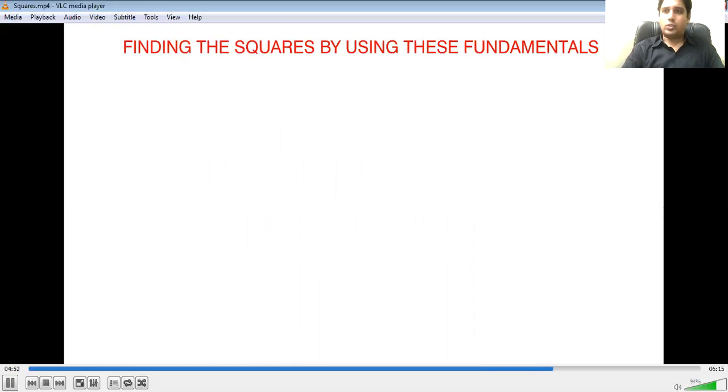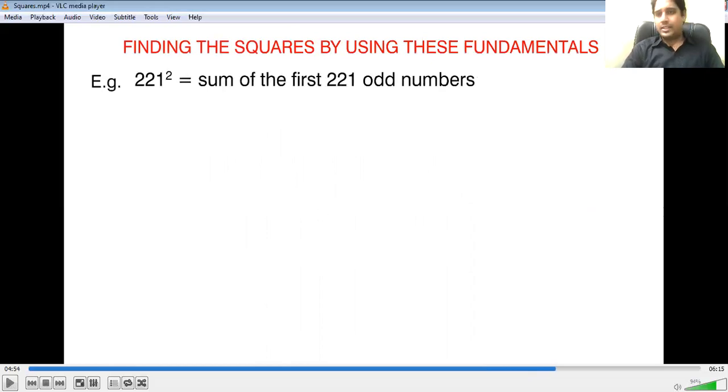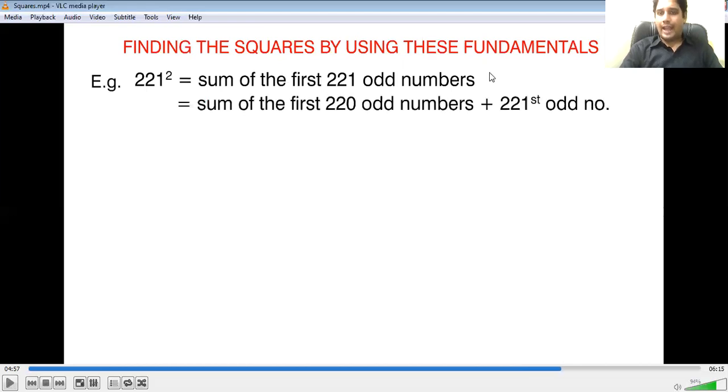Now let us apply this. Say for example, I need to find out the square of 221. So as I said to you, sum of the first n odd numbers is n square. So 221 square can be written as sum of the first 221 odd numbers. Now this further can be written as sum of the first 220 odd numbers and the 221st odd number will be added to it separately. Why have I done so? Because finding the square of 220 is easy. Sum of the first 220 odd numbers is nothing but 220 square, and this we can find out easily. The 221st odd number I'll replace in the formula of 2n minus 1. Hence the next step would be 220 square plus twice of 221 minus 1.